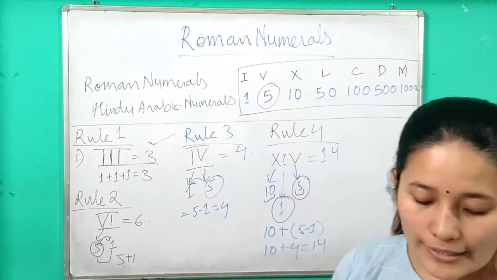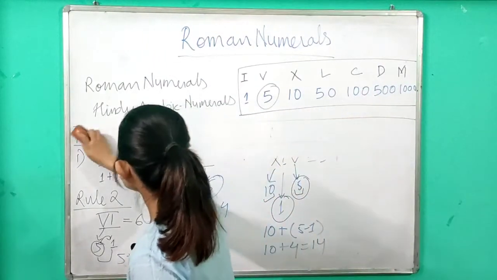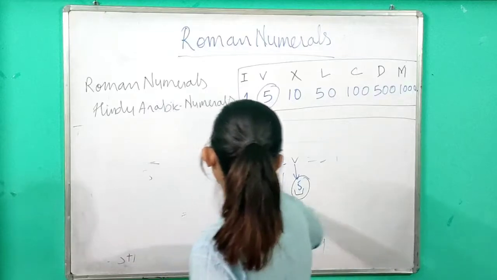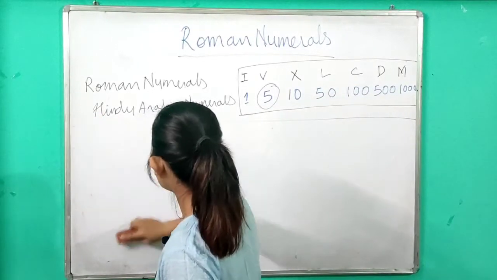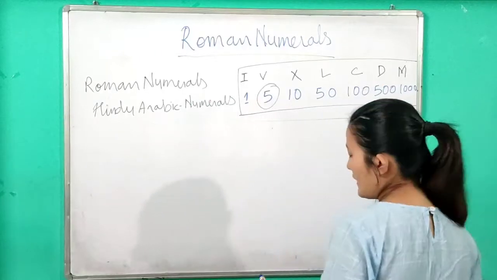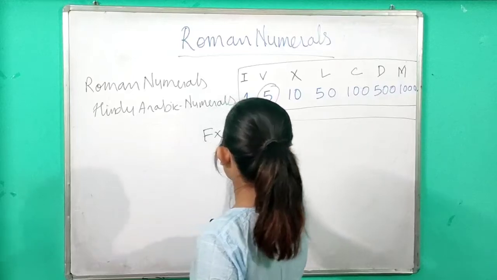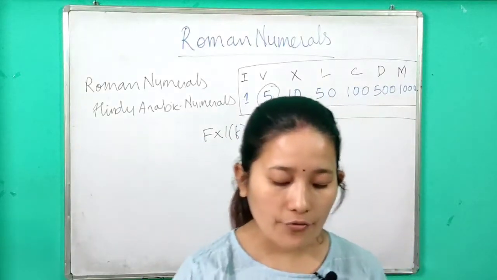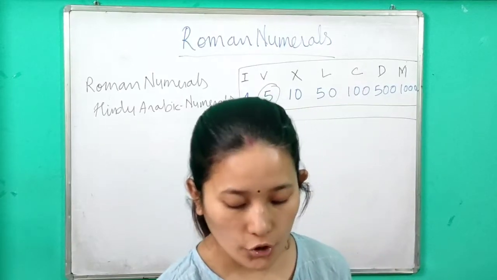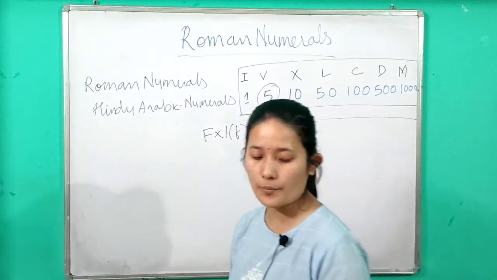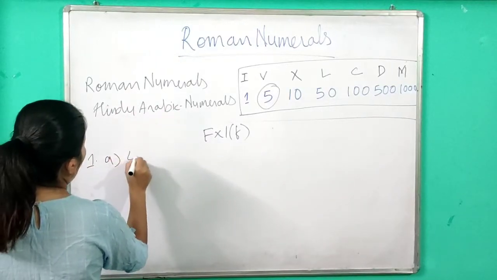Now let us go to exercise 1F, and after we practice this exercise, we will have a clear idea about what we are talking about. Exercise 1F, question number 1. Express the following in Roman numerals. So you have to express the following in Roman numerals. Question number 1A, you are given 40.